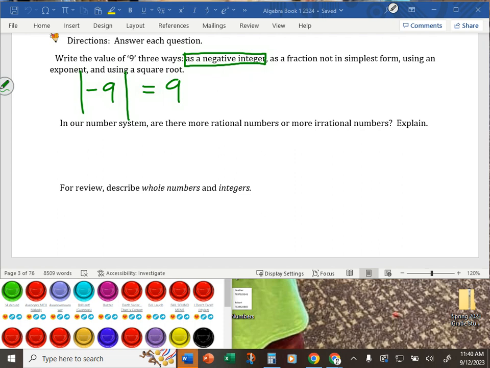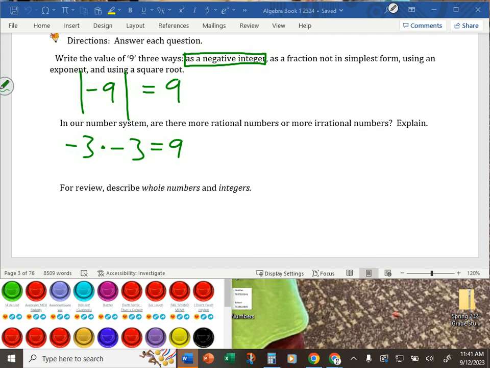Someone in the previous class said, well, could you do like -3 times -3? Sure, that would work, right? That's a value of 9, and you're using negative integers. I like it. Think outside the box there, okay?